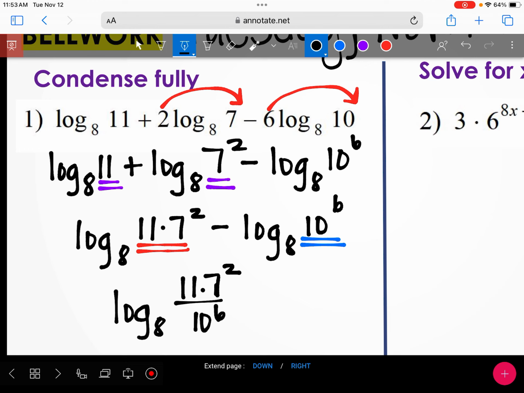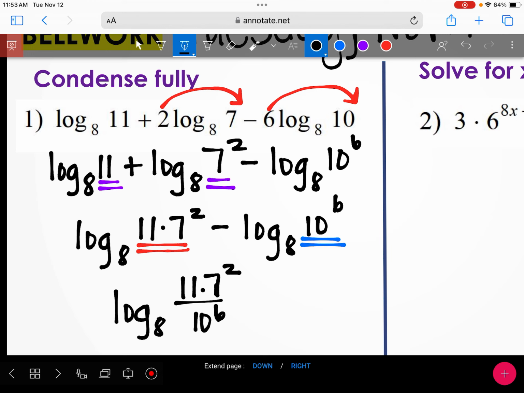Who had that? All right. Now, because these are numbers, you could actually simplify it and figure out what is 11 times 49 and put that over, what would that be? 1 million. That'd be over 1 million. But you can also just leave it like that. So you don't have to simplify it. You could just leave it just like that.